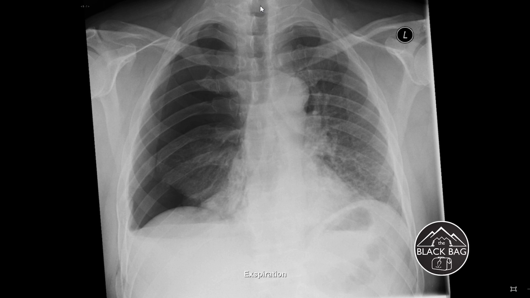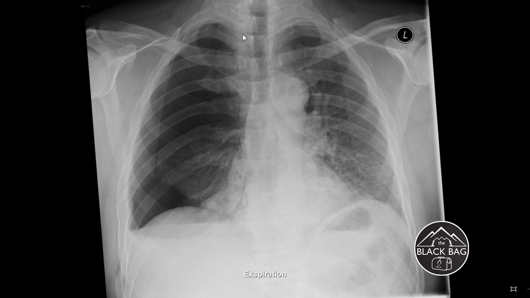So on this X-ray, the technique is pretty good. It's not a great inspiration. Small lungs, probably the person's hurting, so they're not taking a deep breath. The trachea is midline, the clavicles look good. The left lung is normally aerated, though small inspiration probably.